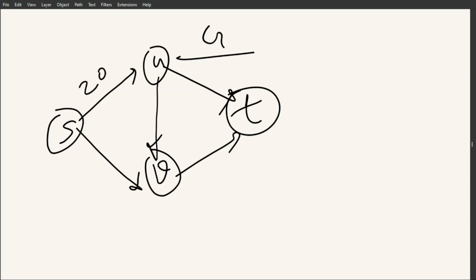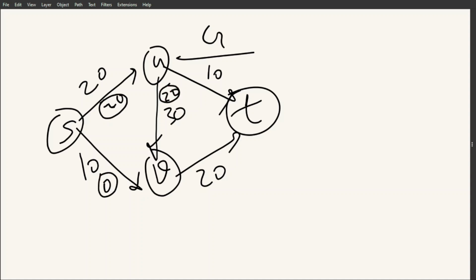Capacities are 20, 10, 30, 10, 20, and the flow I will show like this inside a circle to save space. This is the flow, 0, 20, 0 and here 20. So this is our graph G together with a flow F. So F we have defined. Now for this we will make GF, the residual graph.